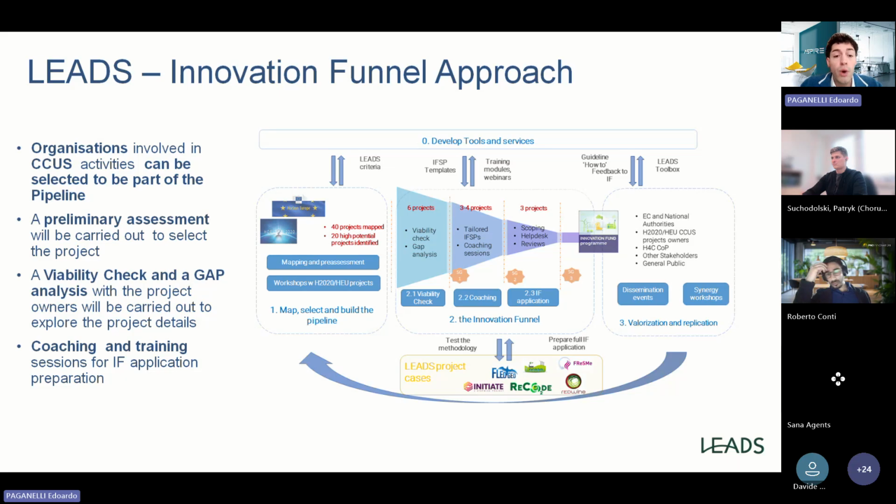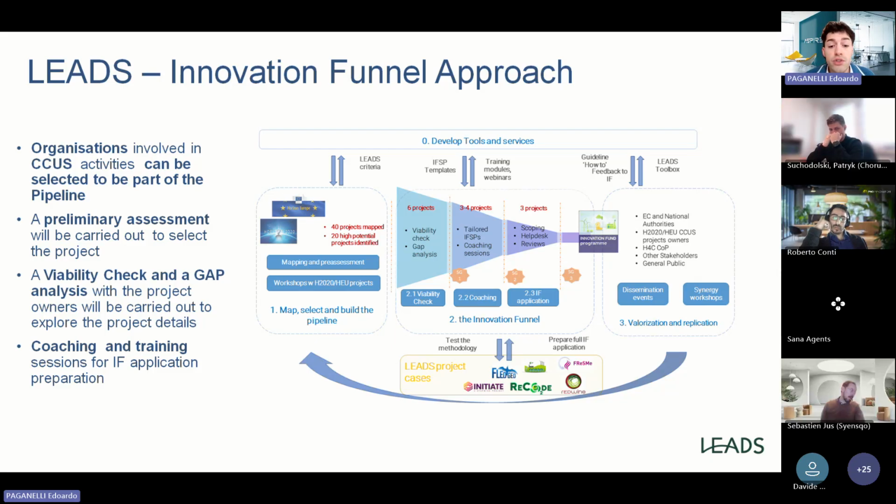To reach the objectives that I have just mentioned, we have developed what we call the innovation funnel approach. The innovation funnel approach is composed of a number of stages. The first stage is an initial mapping and selection phase, where the most promising research projects with high potential are identified through a preliminary assessment. This phase is still ongoing, and organizations which are involved in CCUS activities can be selected to become part of the LEADS pipeline.